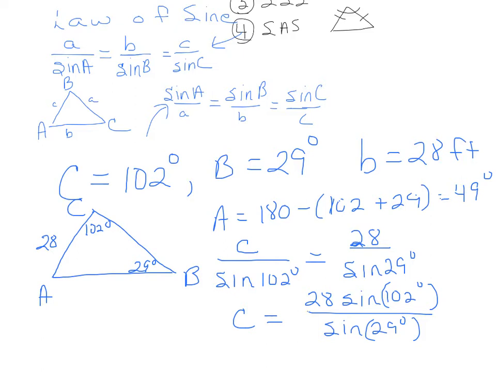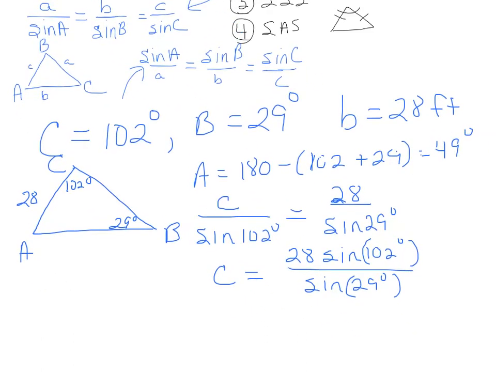So what is side C approximately? No, be sure you're in degrees. 56.49 or 56.5, right. And it's feet because B is given in feet. So how are we going to find side A?